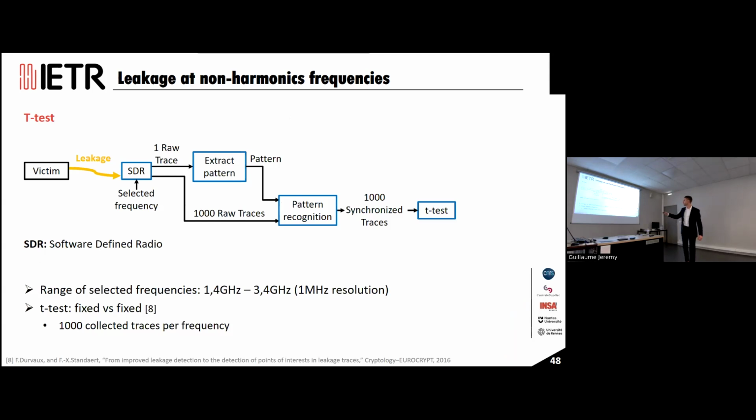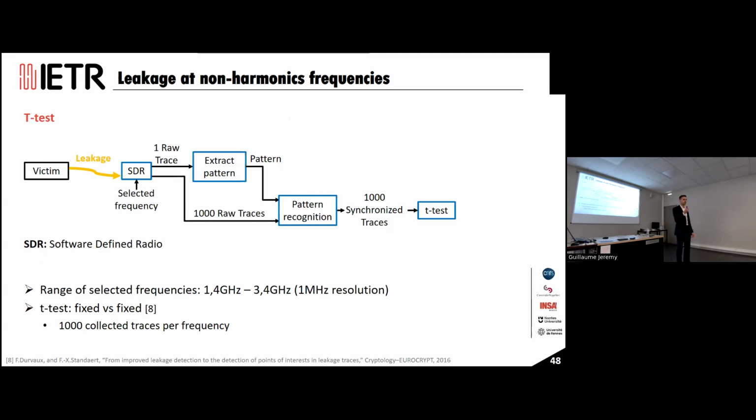what we propose to do is to use a method commonly used in the side-channel community to do leakage assessment, which is a t-test. And we are going to perform this t-test over a range of frequency going from minus to plus 1 GHz around the frequency of the legitimate signal. So from 1.4 GHz to 3.4 GHz with a resolution of 1 MHz.